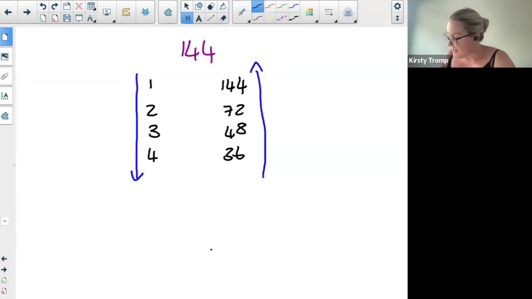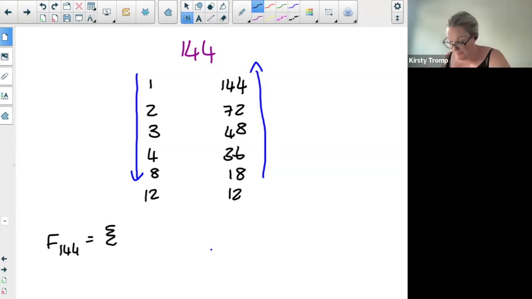All right, so we had 8 and what was it? 18, and then we said 12 and 12. Okay, sorry, it's Andile. Carry on. So factors of 144 are equal to 1, talk to me. 1, 2, 2, 3, 3, 4, 4, no, 8, 8, good.